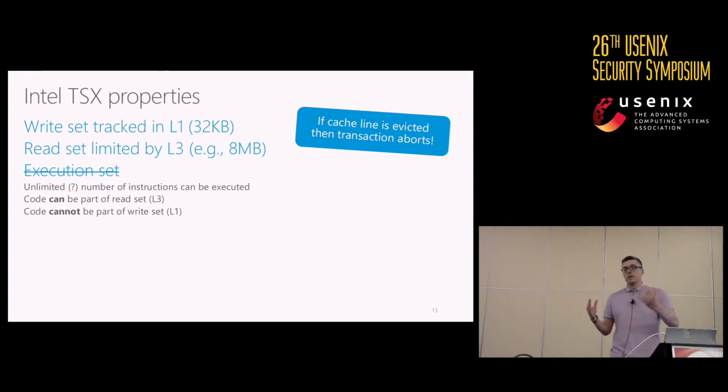Now, this is great for data, right? I think it's clear how we can use this to pin data into the caches. The problem is, for a comprehensive side channel protection, we also want to protect code, right? And unfortunately, there is no such thing as an execution set in TSX. So you can execute an arbitrary number of instructions, at least almost arbitrary number of instructions, and hence it's not immediately clear how you can get guarantees for your code.